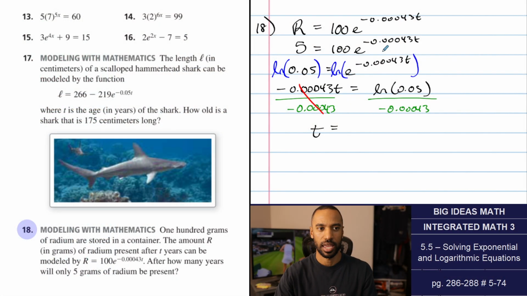And this has to be natural log. Now I want to bring something else up after this. How many years? Thousands. 6,966.8 years.